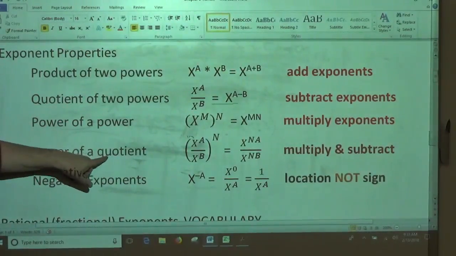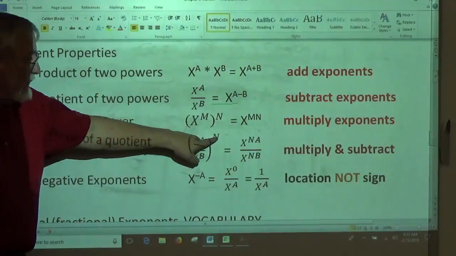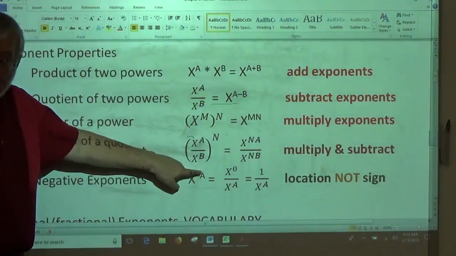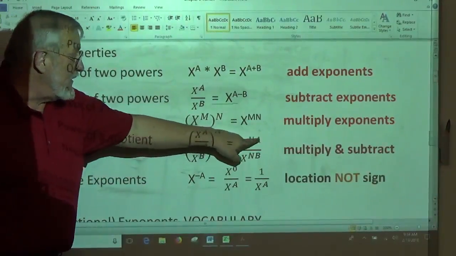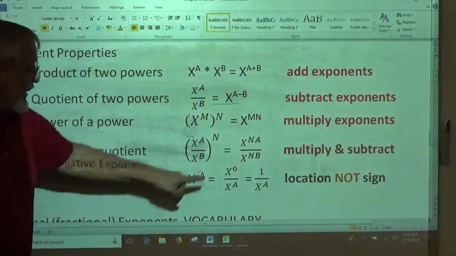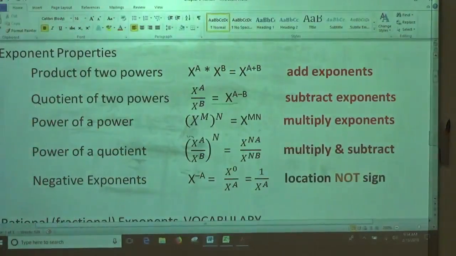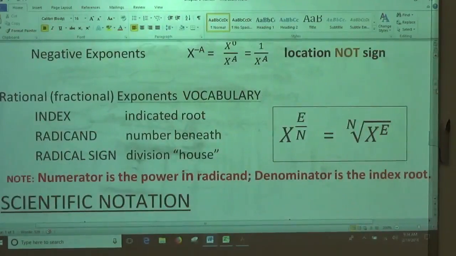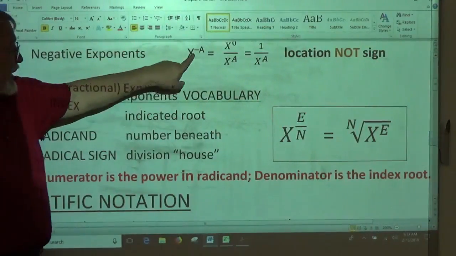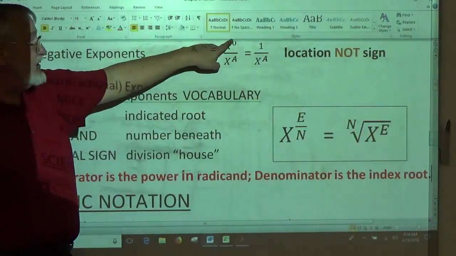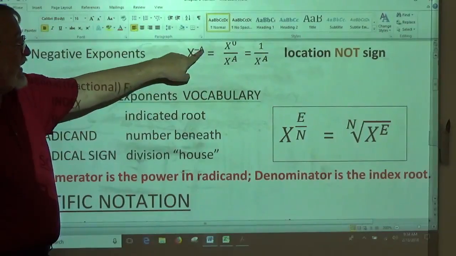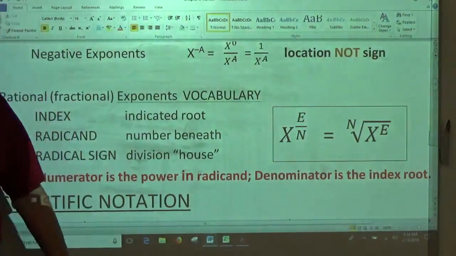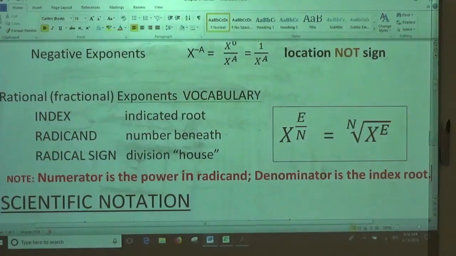Okay, and a quotient of a power, and that means this n is distributed to both sides of the fraction. And so this is n times a over n times b, and we might have to subtract those if the question calls for it. And then the last one is a negative exponent. Because this is the same as 0 minus a, x to the -a power is the same as 1 over x to the a. And you're supposed to already know that and be able to use that.